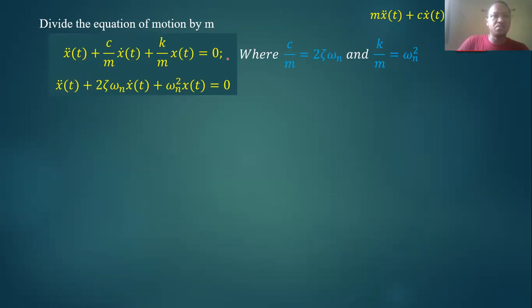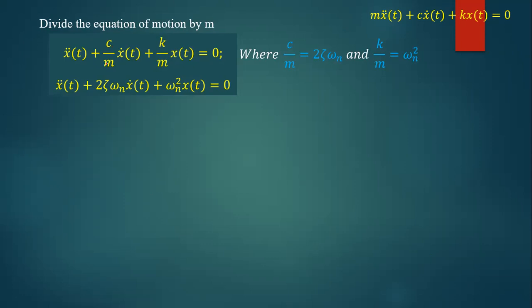by m on both sides. Then we can get x double dot of t plus c over m x dot plus k over m x, which is equal to 0. So we have to define some terms which are very important here. Some terms need definition. So let's define the terms.